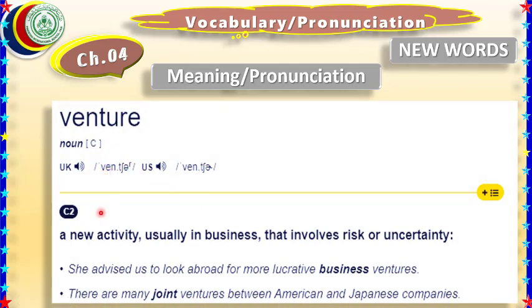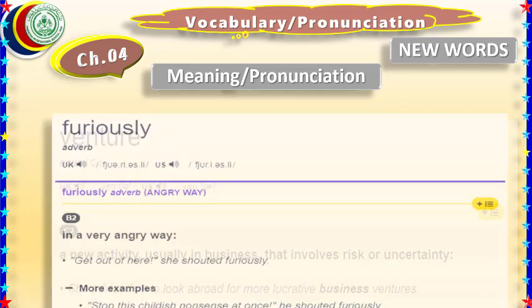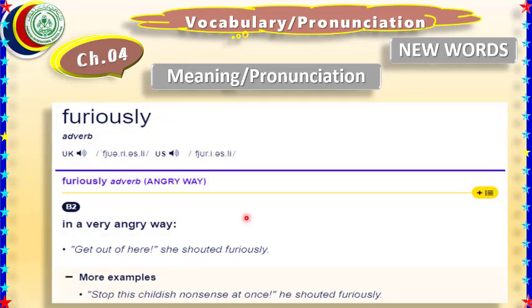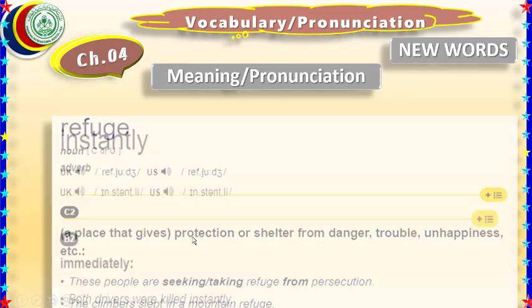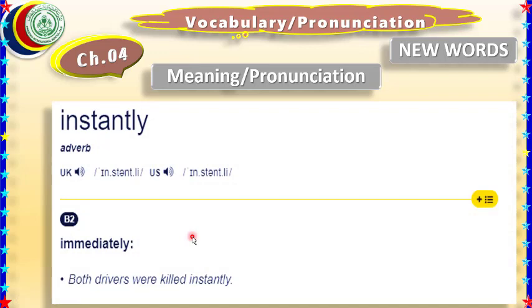Venture means a new activity, usually in business, that involves risk or uncertainty. Furiously means in a very angry way. Refuge means a place that gives protection or shelter from danger. Instantly means immediately.